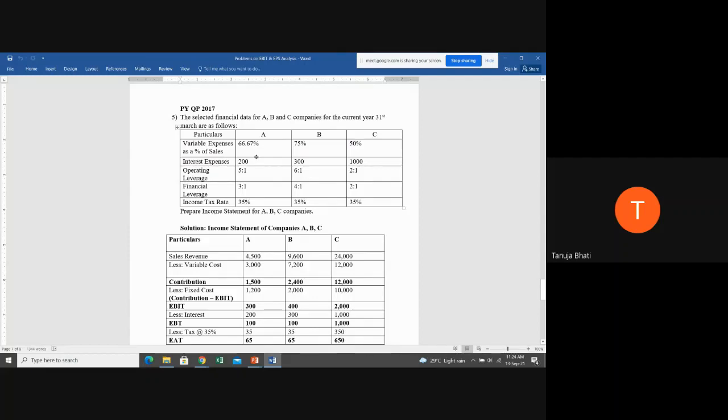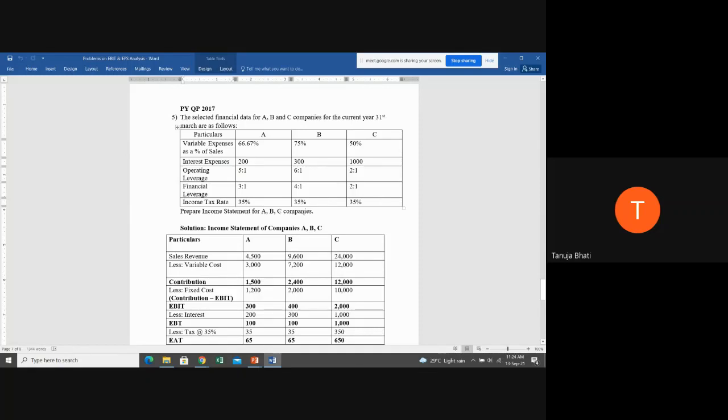Interest expenses are 200, 300,000. This interest expense is nothing but, students, after EBIT you minus your interest, that is, your financial cost. Operating leverage is given as 5:1, 6:1 and 2:1. Financial leverage is given as 3:1, 4:1 and 2:1. Income tax is given as 35%, 35%, 35%. They're telling you to prepare the income statement for ABC.